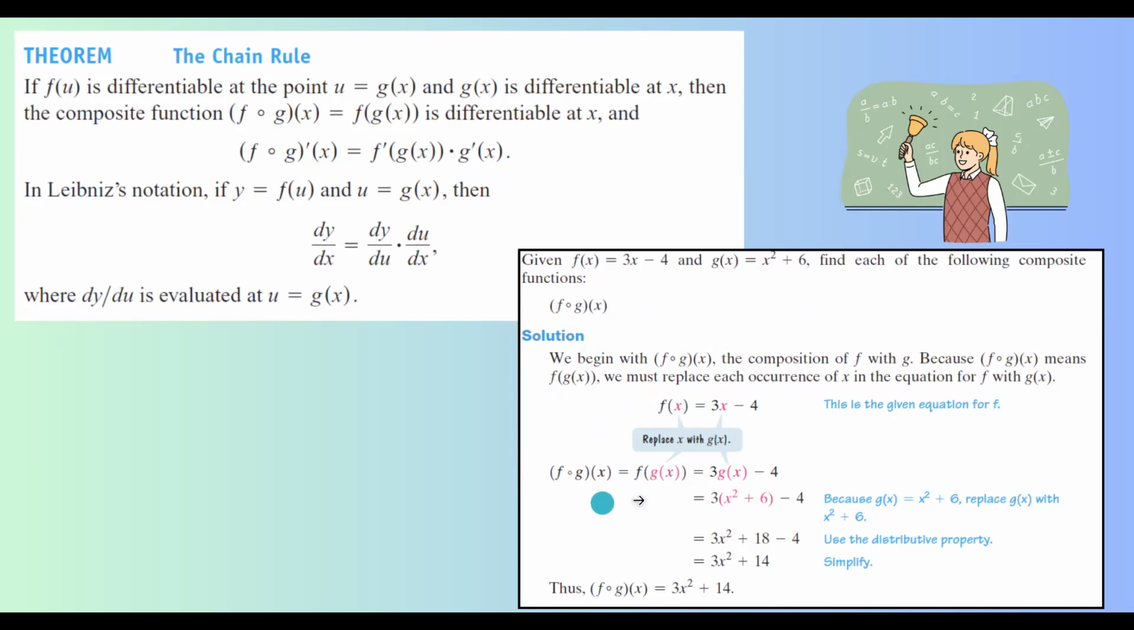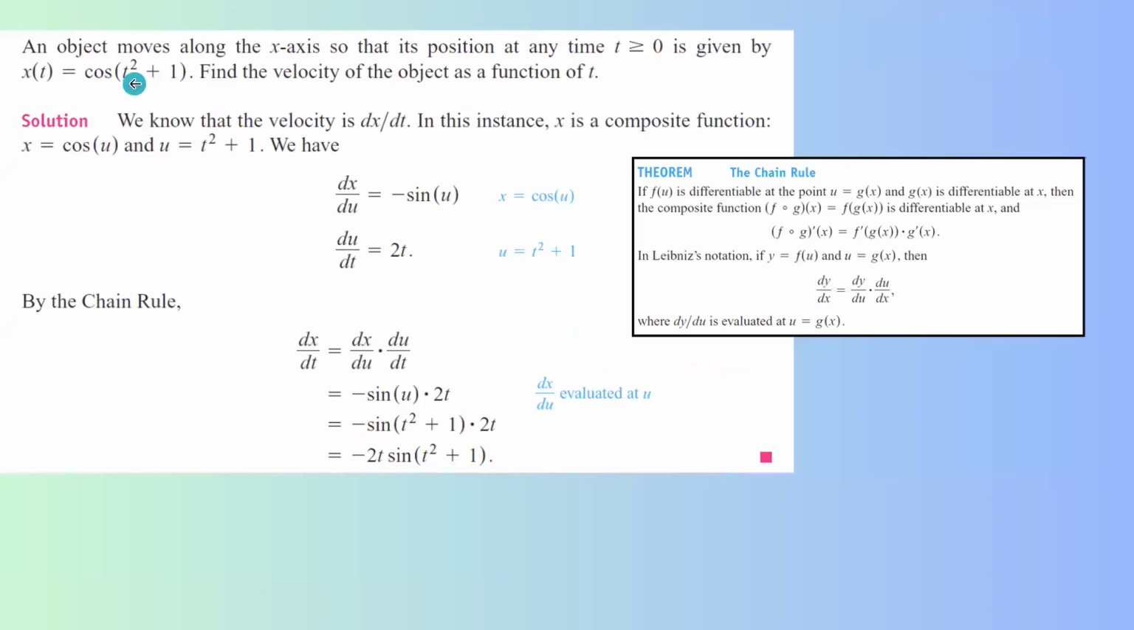So f of g of x, f composed with g, or the substitution of g into f, is 3 times g of x minus 4, or 3 times x squared plus 6 minus 4, and the rest is just distributing 3 into the parentheses and then simplifying that. So the composition of these two functions gives us a new function, 3x squared plus 14. It's another operation.